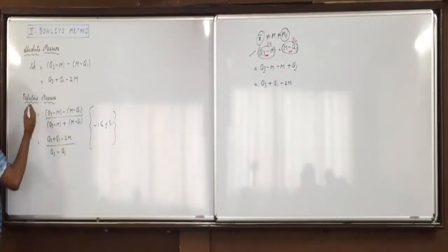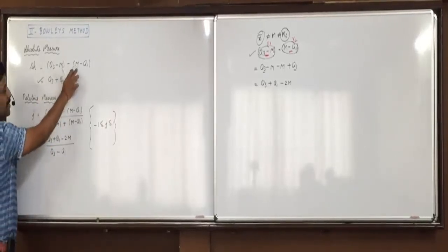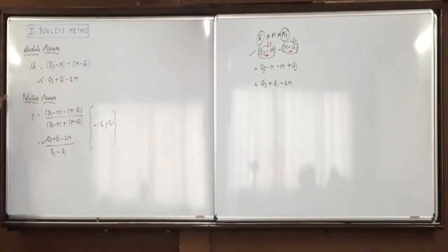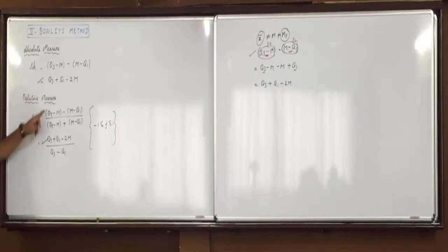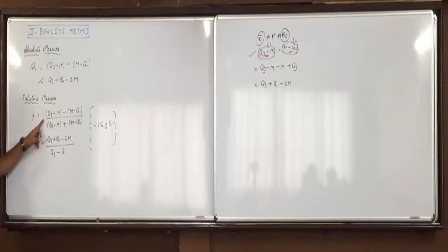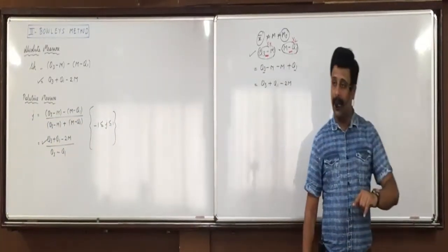Now again, when to use which formula? We will normally be using the second formula in both the cases. The first one we will use only when Q3 minus M and M minus Q1 are directly given in the question. If they say Q3 minus M is 10, M minus Q1 is 8, then only we will use the first formulas. Otherwise, if we are finding Q1, Q3, M, all the three, then we'll always use which formula? Second formula.